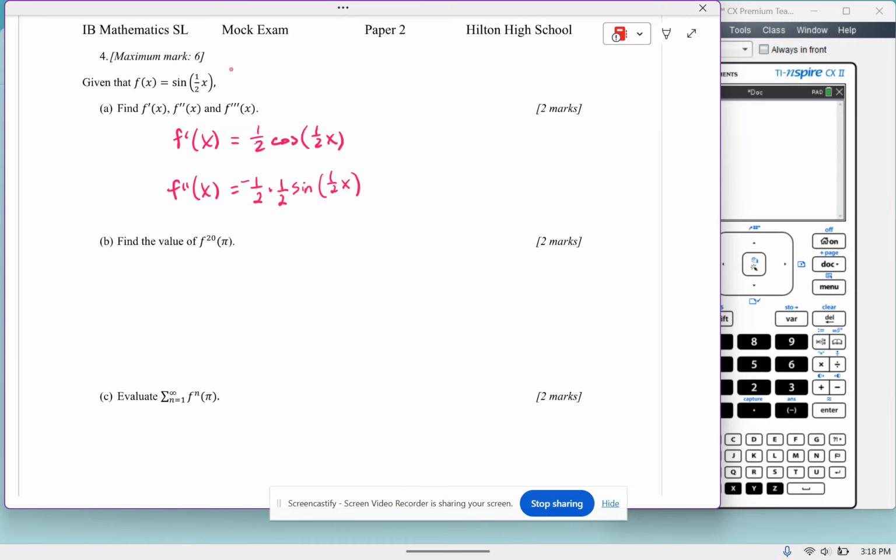What about the third derivative? I now have a negative, right? The derivative of sine is cosine, so I got negative 1/2 times 1/2 times another 1/2. What's going to keep happening as I take the derivative? Let's find a pattern. This one remains the same, I don't have to do any further work. But in the second one, what happens?